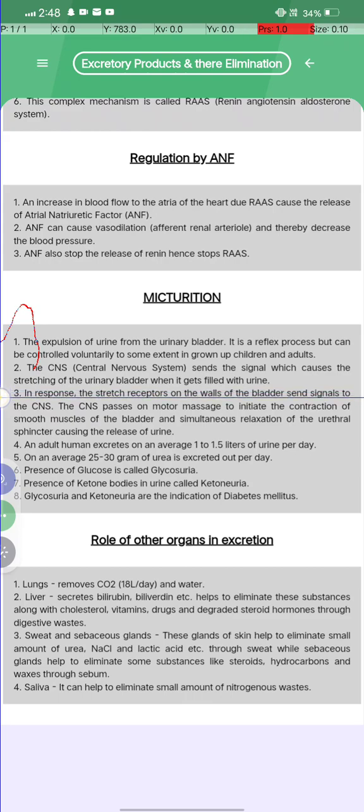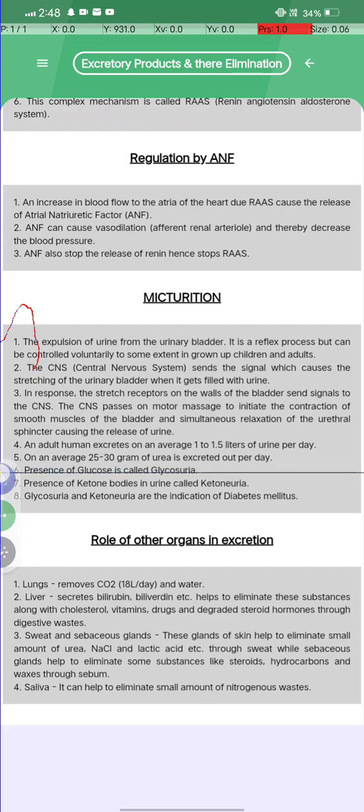In response, the stretch receptors on the walls of the bladder send signals to the CNS, and the CNS passes on motor signals that initiate contraction of the smooth muscles of the bladder and simultaneous relaxation of the urethral sphincter, causing the release of urine. An adult excretes on average 1 to 1.5 liters of urine per day. On average, 25 to 30 grams of urea is excreted per day.